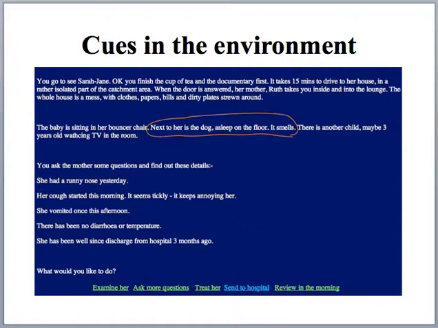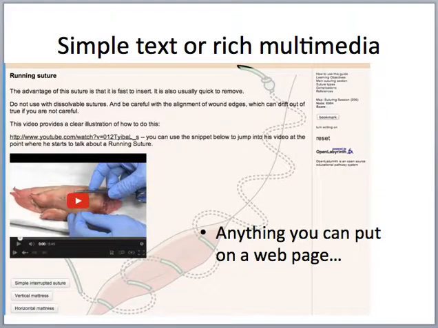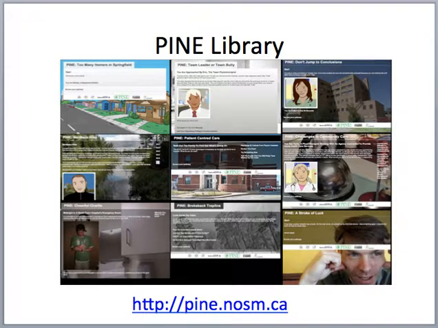So while you can have just very plain text, OpenLabyrinth will handle pretty much anything you can put on a web page. You can put in videos, you can put in rich multimedia pictures, lay out your case just however you want. And we've got some lovely examples. Even in the old version of OpenLabyrinth, the previous version 2, we have some lovely interprofessional cases at the Pine Library, so you might want to check those out as well.